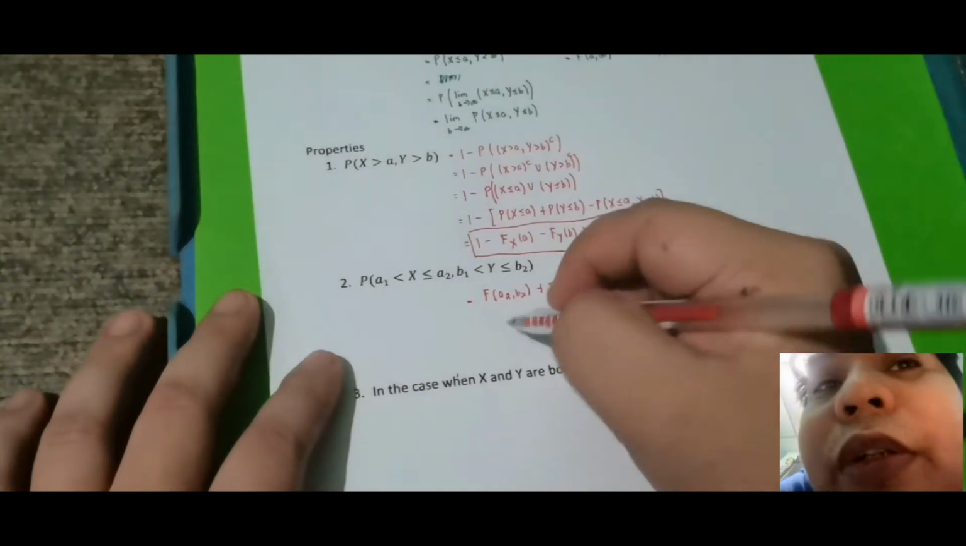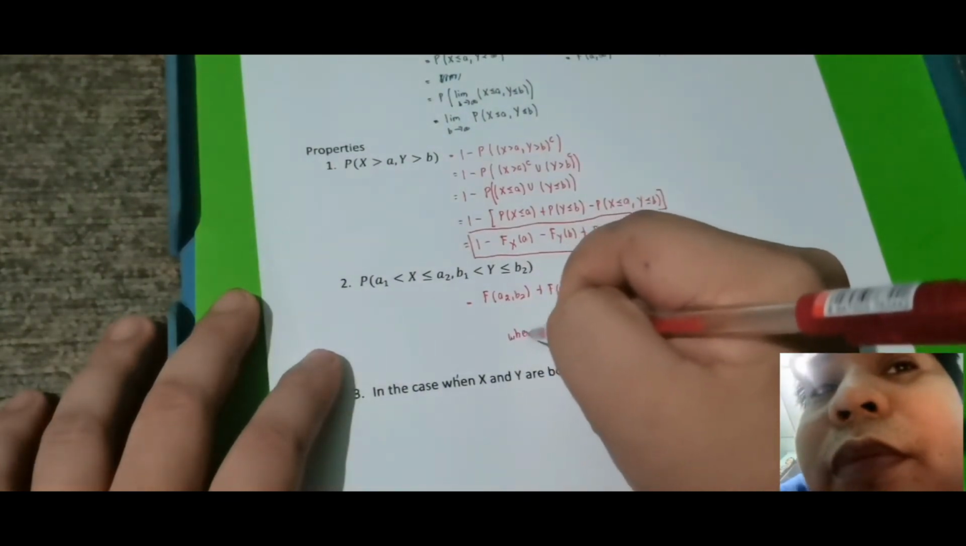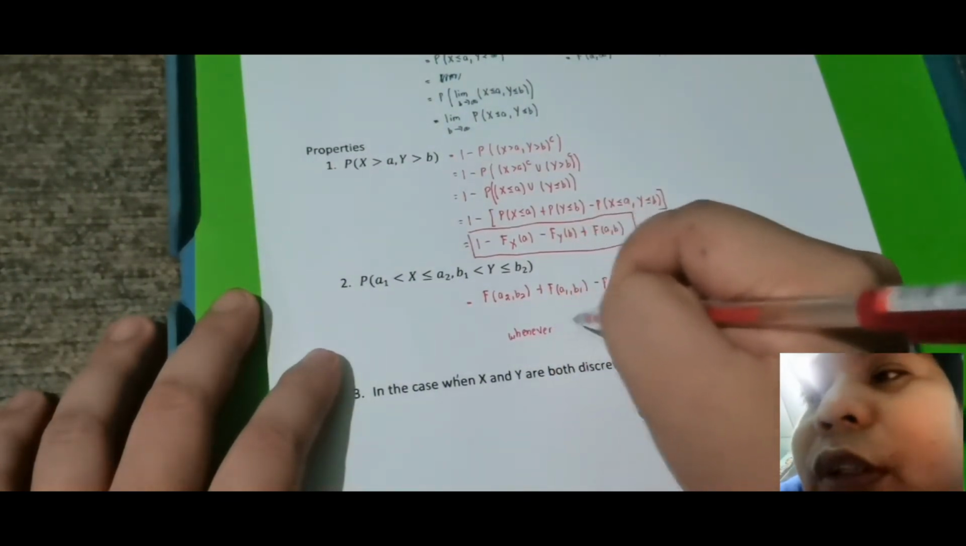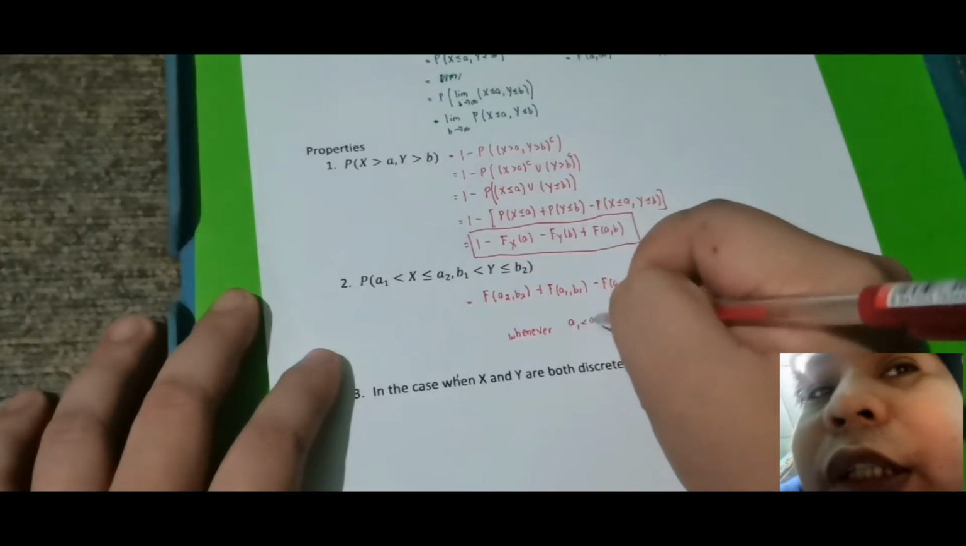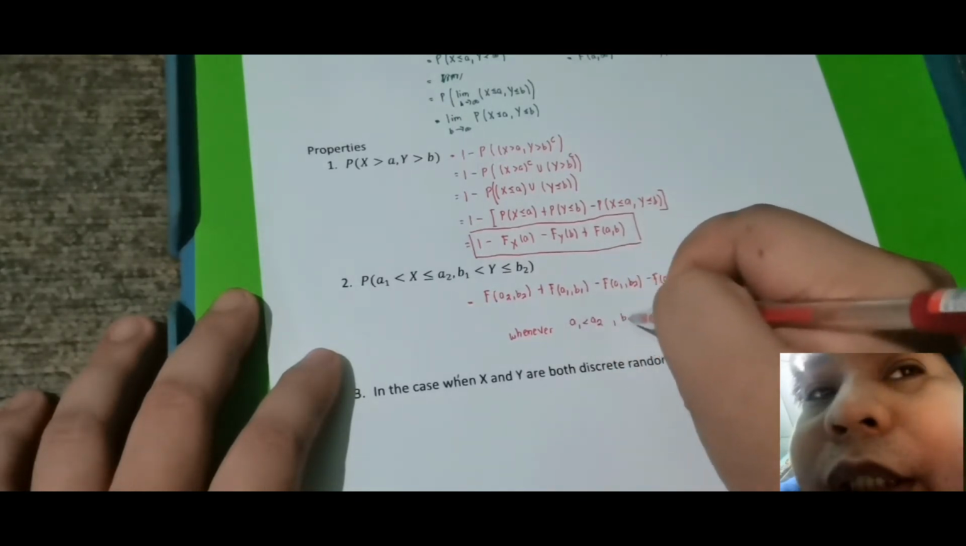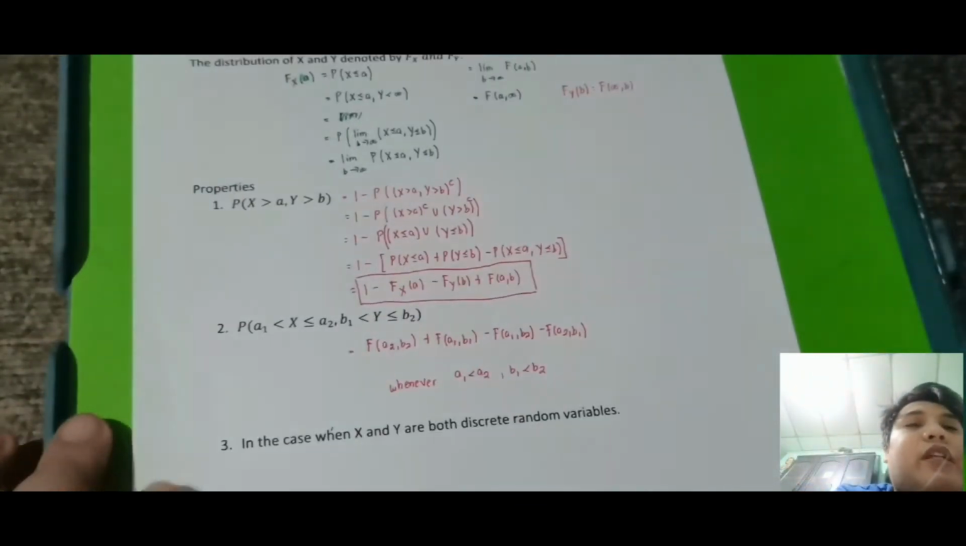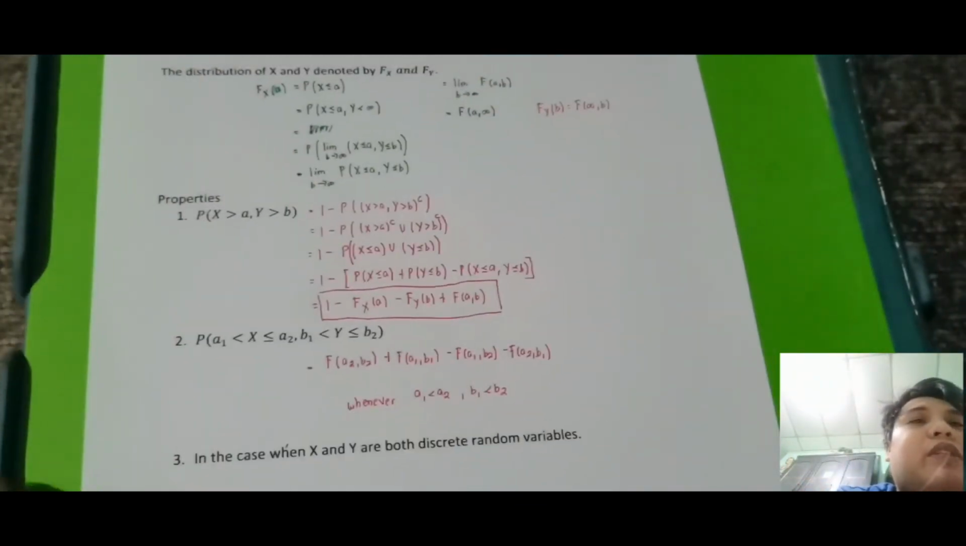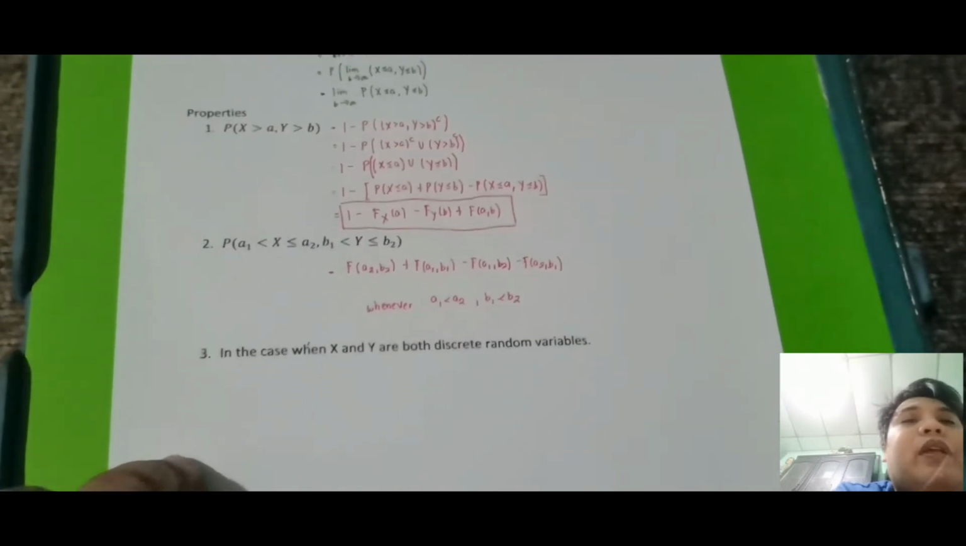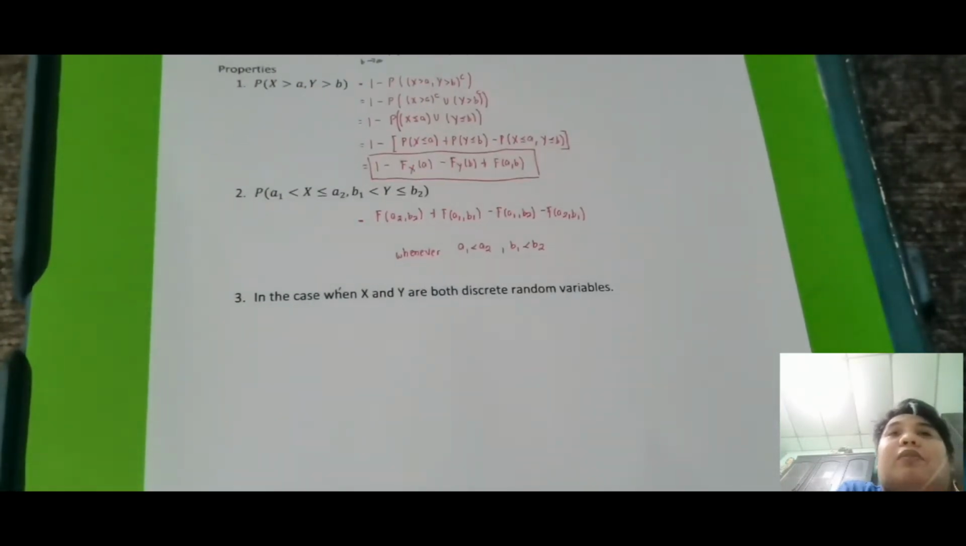So this is whenever A sub 1 is less than A sub 2, and B sub 1 is less than B sub 2. So again, mangyayari lang yan, application na yan. So tandaan, ito ay mga properties na kung saan pwede mong mapakinabangan. Now, ito yung una natin ipag-uusapan sa 6.1 o sa joint distribution function.